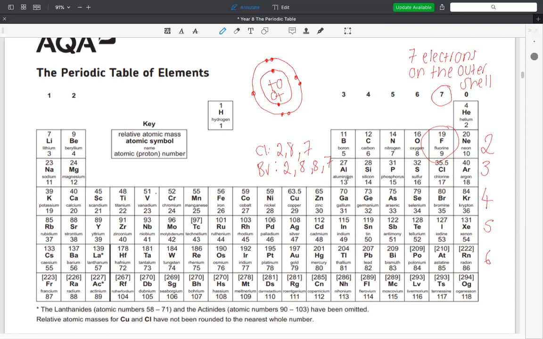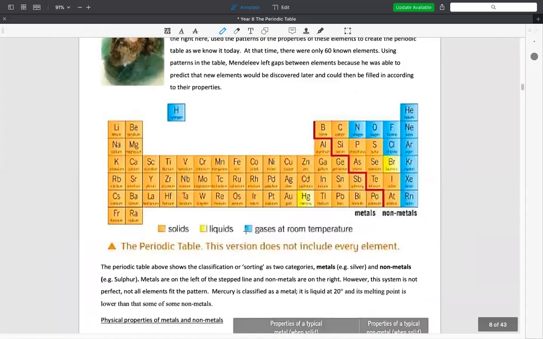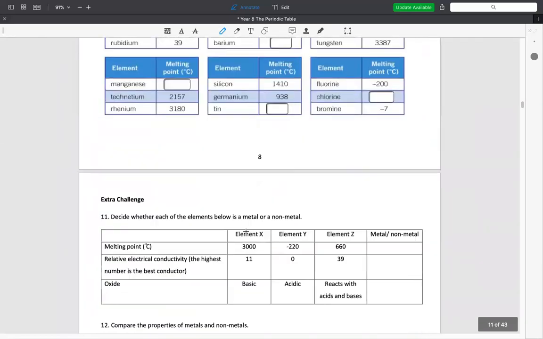The second thing that we already know is, if we remember our stepping line, the group 7 elements are on the right of the stepping line. So what we know based on the metals and non-metals is that group 7 elements are non-metals. And that can tell us more about the properties of group 7, which we'll have a look at in a minute. So let's get started with the lesson.